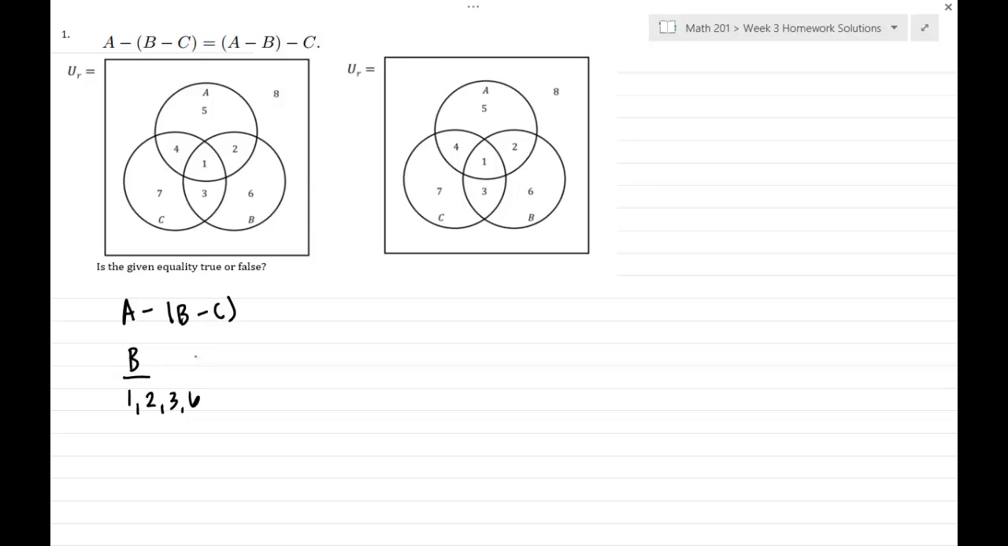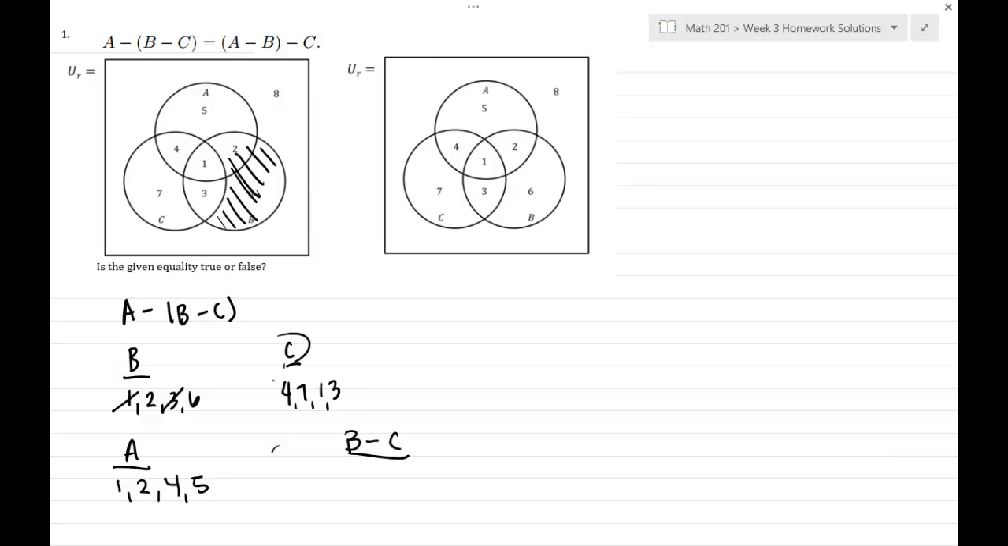And if I remove the parts that come from C, C has regions 4, 7, 1, and 3. So if I remove the sections that C covers, I'll have 1 and 3 that I'll have to remove. So if I think about B minus C, I'm just going to shade it. I'll get regions 2 and 6. So that's region B minus C. Now if I think about A, the regions that I would shade for A, I'd have 1, 2, 4, and 5. So if I remove B minus C, I can see from that drawing and from my work here that B minus C just contains regions 2 and 6.